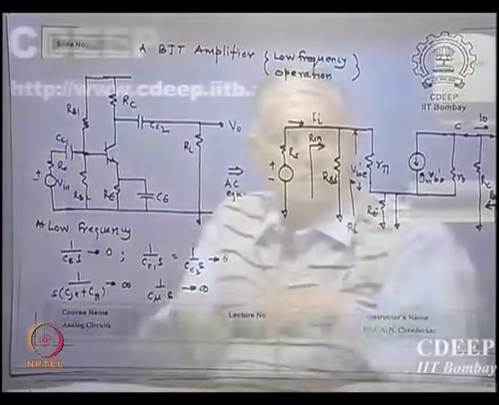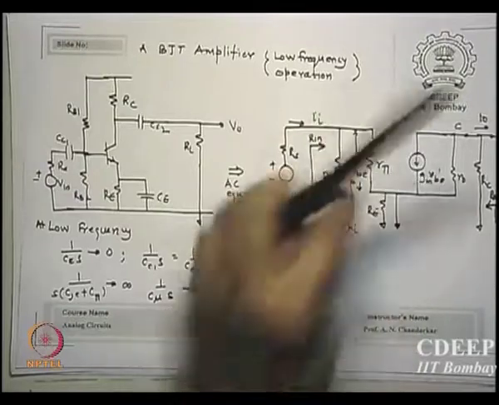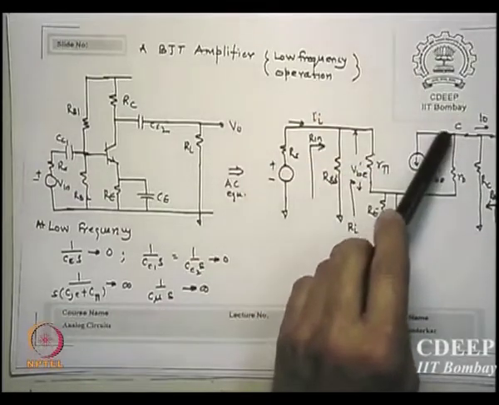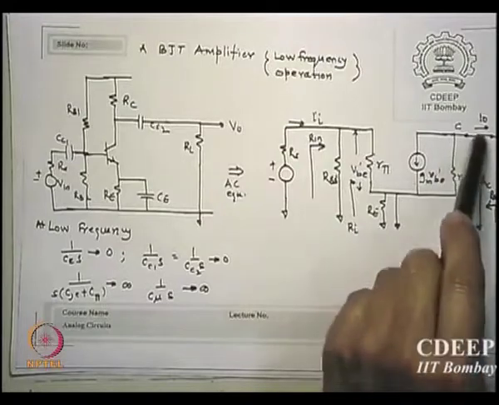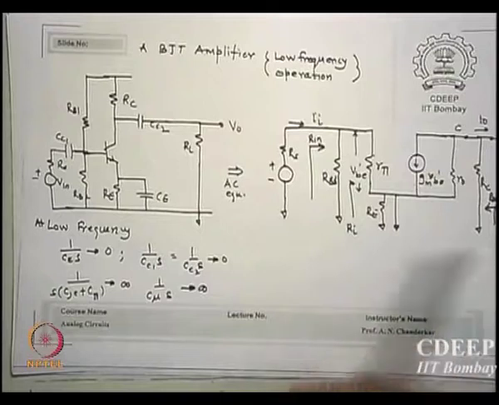Is the circuit clear? This is R pi, this is gm VBE, the drop across R pi, this is R0, this is your RC, this is your external load as was shown earlier. Okay.